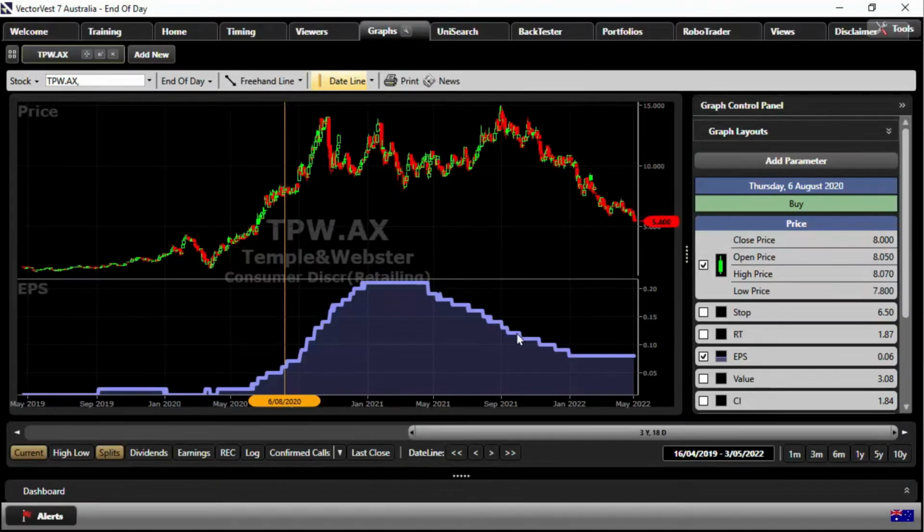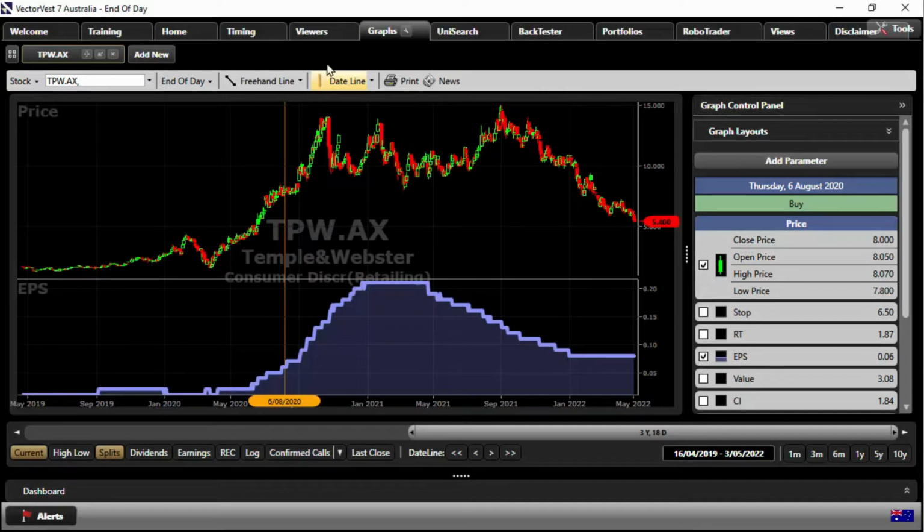All right, let's jump into it. So for this week, I've got Temple and Webster. And Temple and Webster, I'll bring up the article shortly, is looking to take on Bunnings in the home improvements business game. It's a big, lucrative industry. You can see Temple and Webster here. So what I've done is I've brought up the graph there.